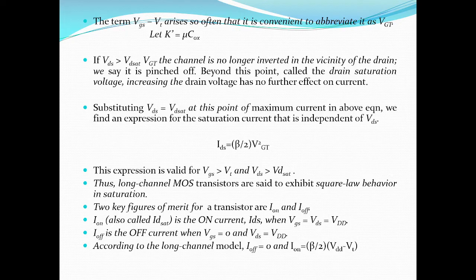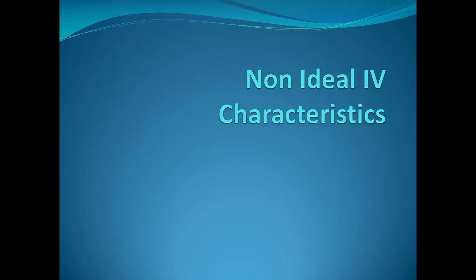Here we can figure two figures of merit, that is I on and I off. I on is also called the drain saturation current. It is the on current, that is IDS, when VGS equal to VDS equal to VDD. And we have one more parameter, I off. It represents the off current when VGS equal to 0, VDS equal to VDD. Next, according to the long channel model, I off equals 0 and I on equals beta by 2 times VDD minus VT squared.